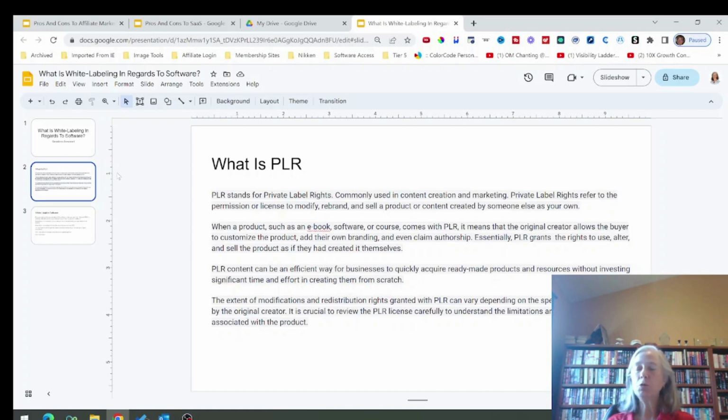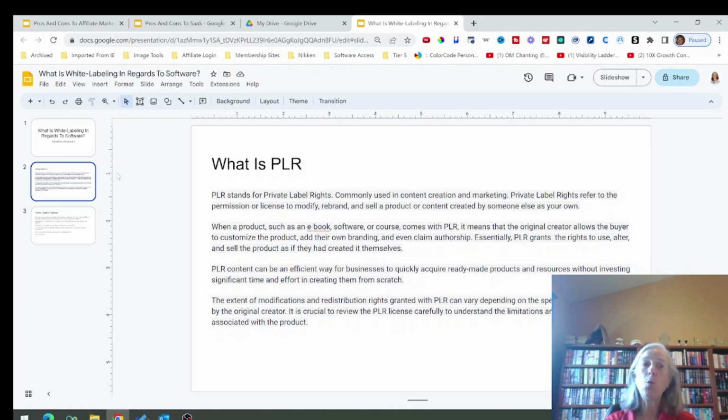Now, this can be a super efficient way to build up your products and services that you offer as bonuses and things like that without investing a ton of time in trying to create your own. Now, the amount that you're able to modify or redistribute these products really depends on the licensing terms. So I want to stress that it's very important that you really understand what the limitations and permissions are associated with the product. And this is true with white labeling a software.